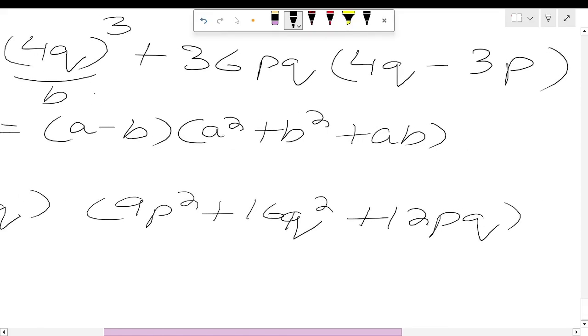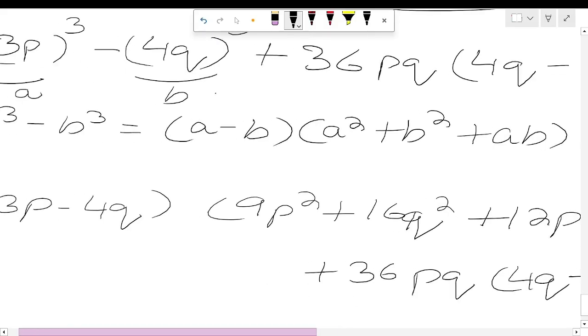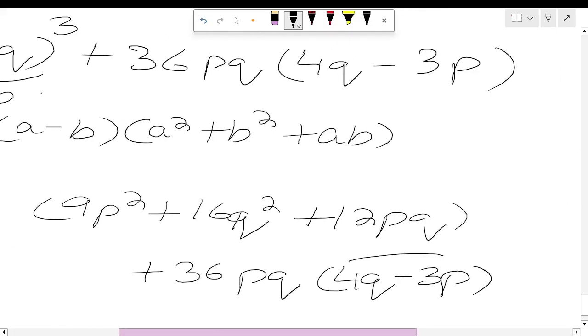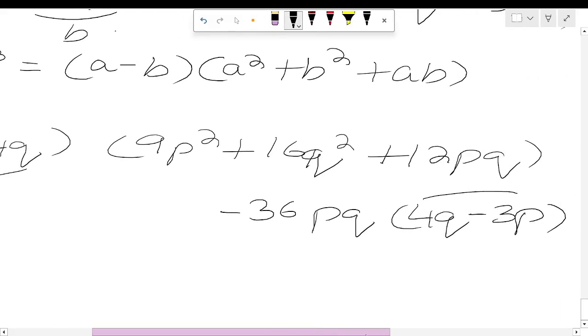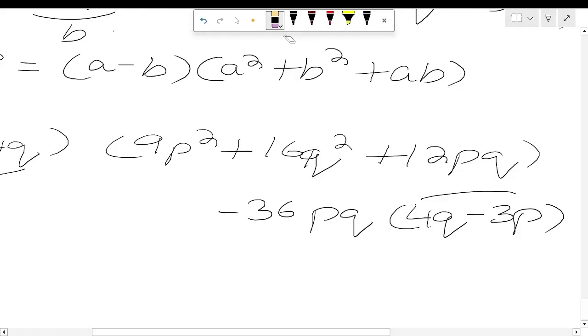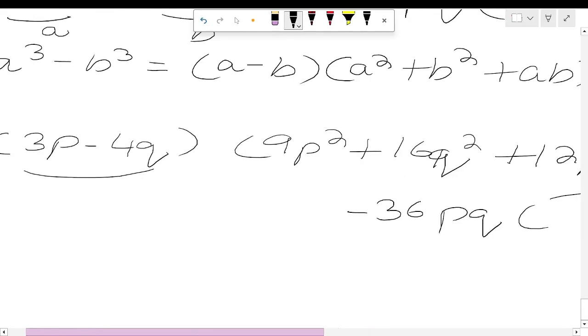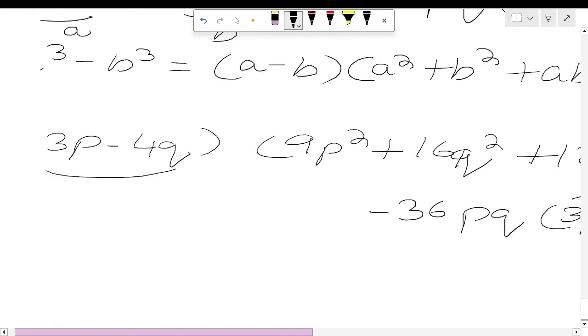Now what do we have next then? Plus 36pq with 4q minus 3p will just remain the same. Now this is 3p minus 4q and this is 4q minus 3p, so they are entirely different. We need to make them the same. So in order to make them the same, this positive will be changed into the negative sign, and then after it's being changed to the negative sign, instead of 4q minus 3p, we will erase this and we will write 3p minus 4q. So the signs are now changed.